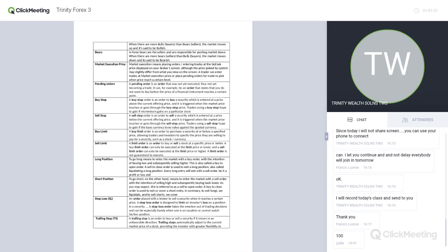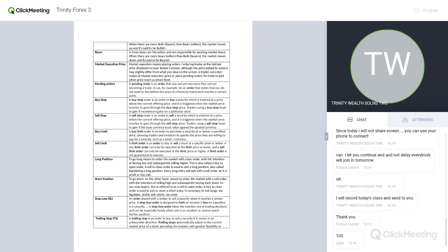And one of them is market execution price. This is the price you see the moment you open your screen to enter a trade. The price displayed there is the market. If you just click sell or buy, it means you've entered at the current prevailing market price. So it means placing orders or entering trades at the bid or ask price displayed on your broker screen. If you just click sell or buy, the trade is entered at the price you can actually see on the screen.